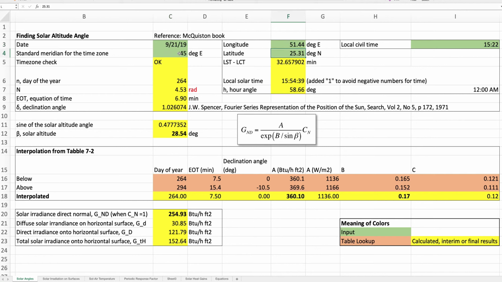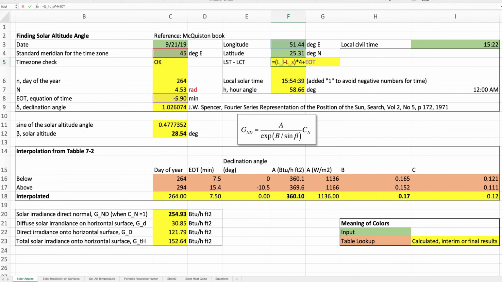Also, you need to tell the spreadsheet the standard meridian for the time zone that you're in. Of course, you need to tell the local civil time. It's the time you read from your watch. And this cell calculates the difference between the local solar time and local civil time, which is a function of the local longitude, the standard meridian for the time zone, and also the EOT, which is the equation of time. The EOT is calculated here in this cell.